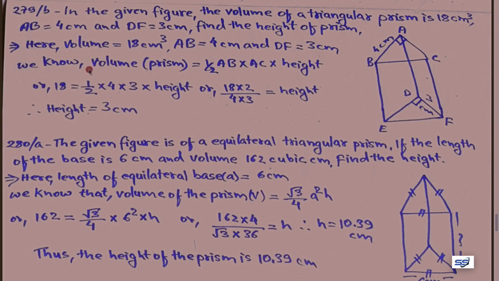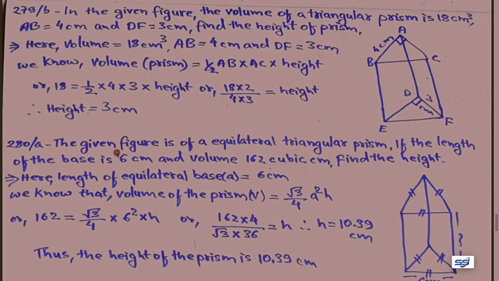Now here, question number 279 B. In the given figure, the volume of a triangular prism is 18 cm cubed. AB is equal to 4 cm and DF is equal to 3 cm. Find the height of the prism. Here volume is equal to 18 cm cubed, AB is equal to 4 cm, DF is equal to 3 cm. We know the volume of a prism has the formula half into AB into AC into height. Or 18 is equal to half into 4 into 3 into height. Or 18 into 2 whole upon 4 into 3 is equal to height. Therefore, height is equal to 3 cm. In this way, we found the height of this prism.